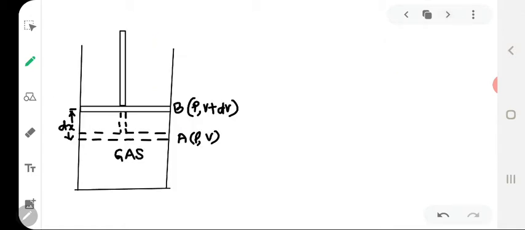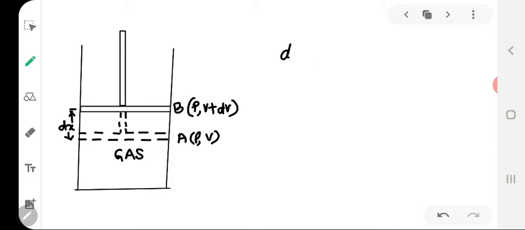Now, let us consider this figure. Suppose a gas is enclosed in a cylinder provided with a frictionless and weightless piston. Suppose that corresponding to the initial state A, pressure and volume of the gas are P and V respectively. Further, suppose that the piston moves through an infinitesimally small distance dx at constant pressure P, so that its volume in the final state B becomes V plus dV.